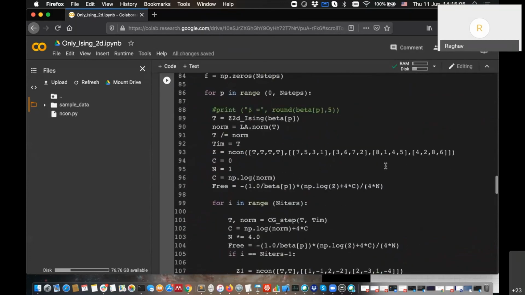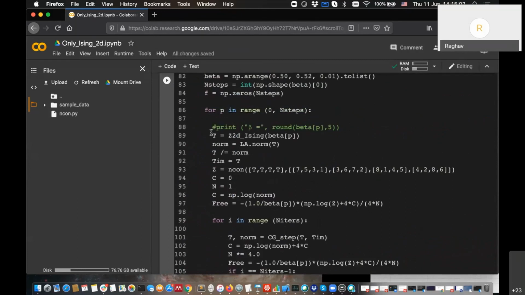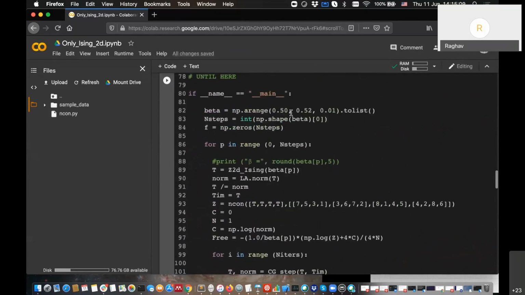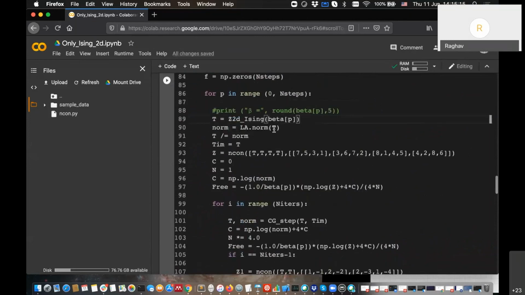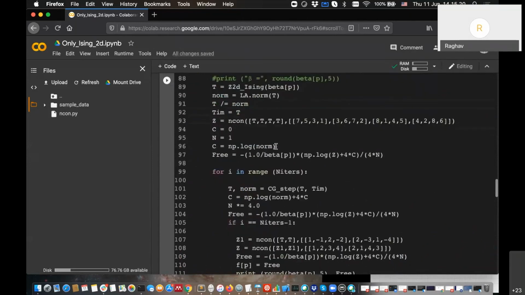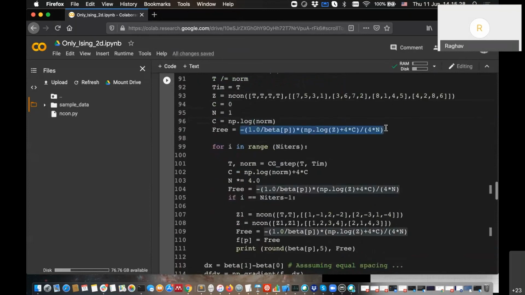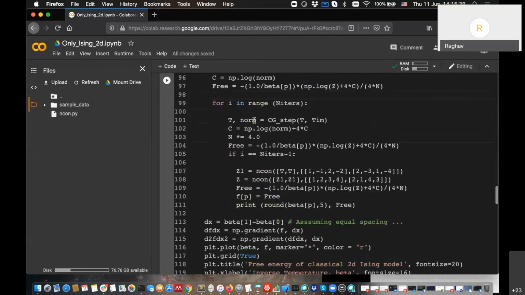This has all the steps which we talked about. So for example, let me just go back to this main routine again. We generate beta, and then we compute this initial tensor, and we divide by the norm, and we compute this partition function, which is just a number. And then we have a C, which is the log of the normalization. And this is the formula, which you can just take me at my word right now, for how you compute the free energy using the normalization constants and the partition function Z. And then you do this coarse graining a number of iterations times.